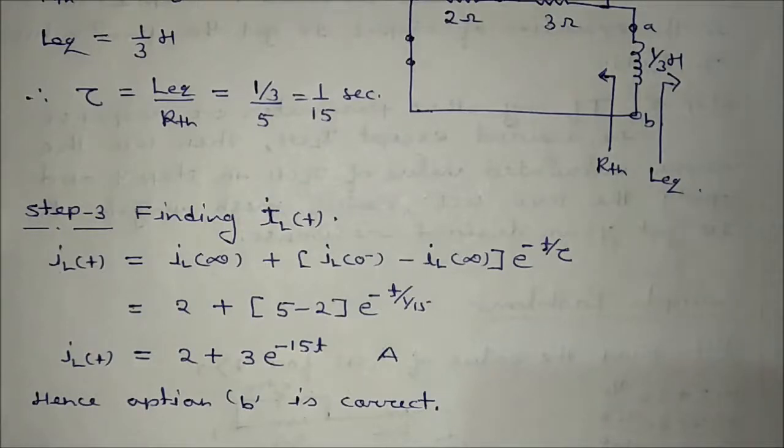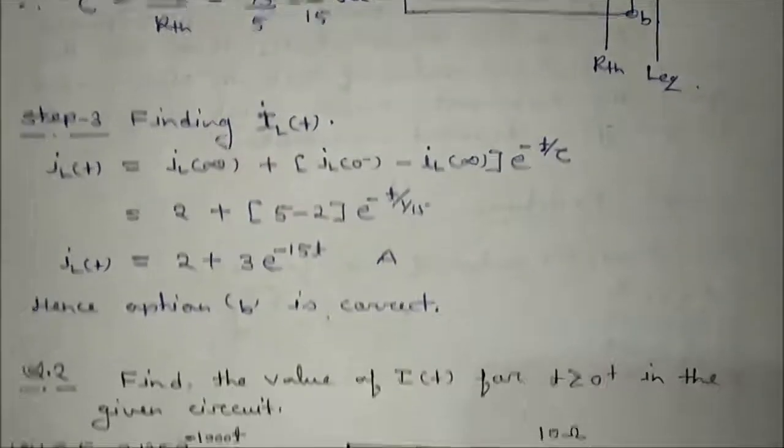The C circuit will behave as an open circuit at t equal to 0 minus and t equal to infinity, but L behaves like a short circuit at t equal to 0 minus and t equal to infinity. So the first problem is over. Now moving to the next problem.